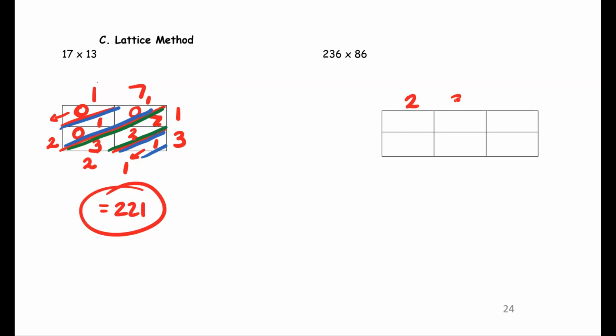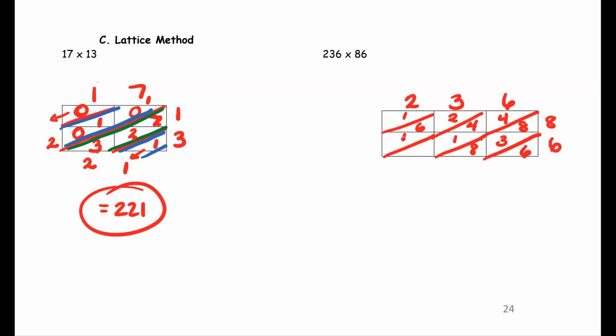So we've got 236, and then you've got 86 on the side. There's nothing that says you have to make your rectangle this way. If you want to do it where 86 was on the top, where it was a 2 on the top and 3 on the side, that would work also. So you're going to make your diagonal lattice lines, and then let's multiply. So 8 times 6 is 48. 6 and 6 is 36. 3 times 8 is 24. 3 times 6 is 18. 2 times 8 is 16. 2 times 6 is 12.